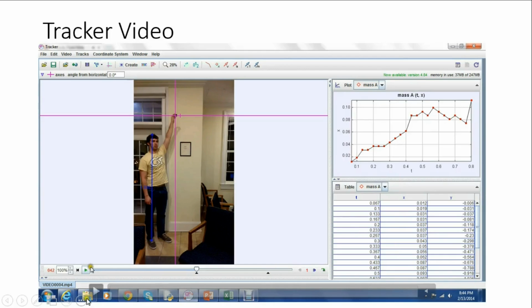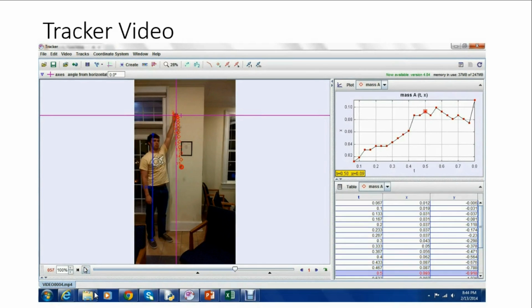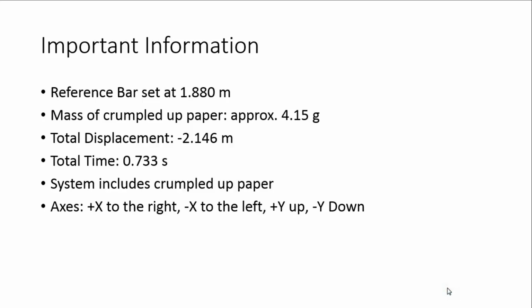Force of gravity pulled it down, and the force of drag acted up against the paper. I used my body as a reference point, setting the length bar to 1.88 meters. Some important information about this experiment: the reference bar used in the tracker video was set at 1.88 meters, which is the height of my body. The mass of the crumpled up paper was approximately 4.15 grams.